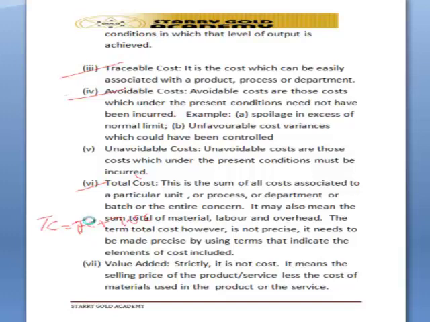A cost which does not involve any cash outflow is called a notional cost or imputed cost. So a notional or imputed cost is a cost that does not involve any cash outflow. Please take note of that.